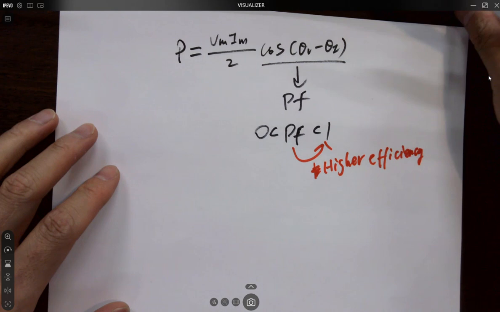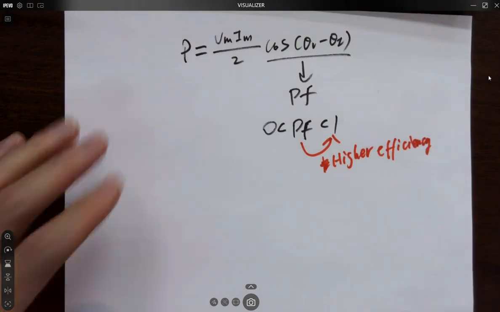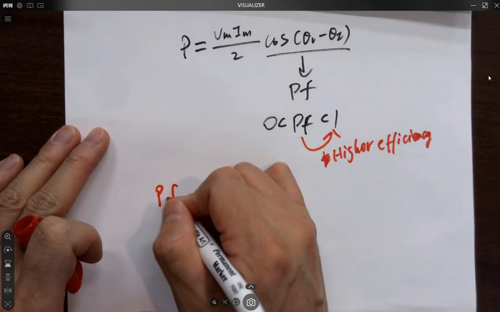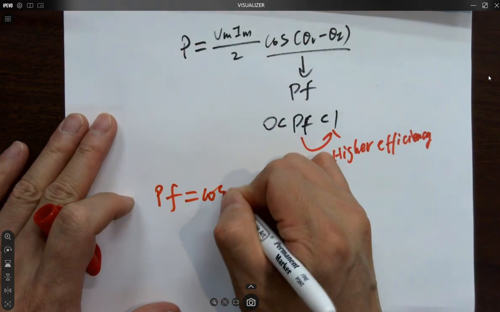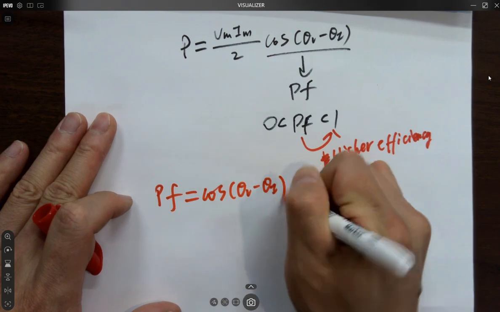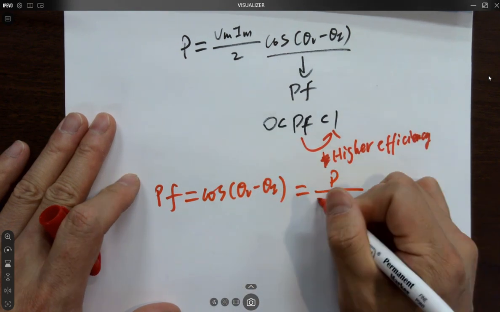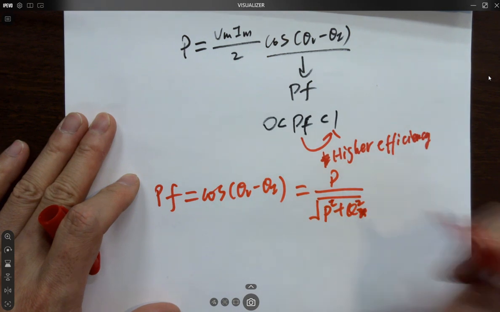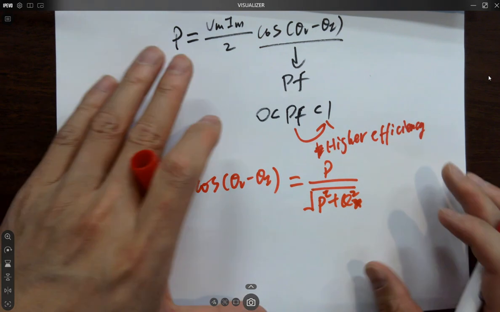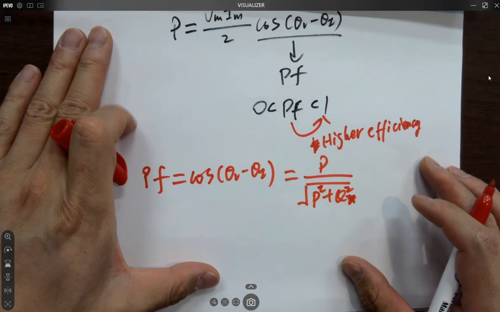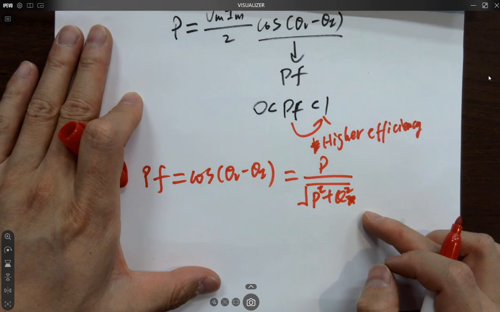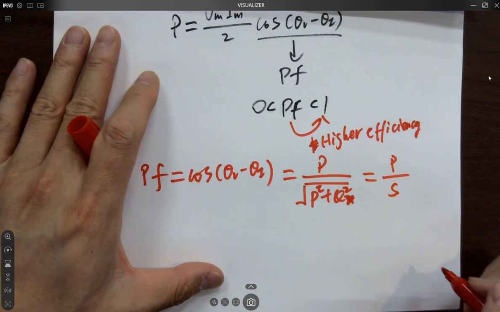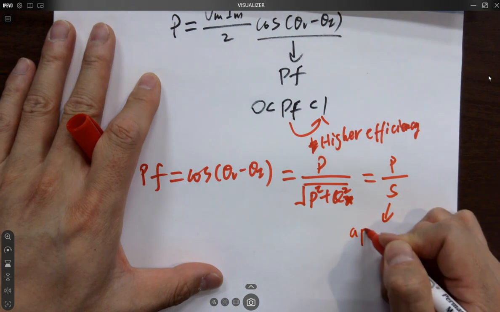Also, what are the other ways to calculate power factor? Power factor also equals what? Average power divided by apparent power, sorry. Okay, there are 2 different ways to calculate power factor. So S is called apparent power.